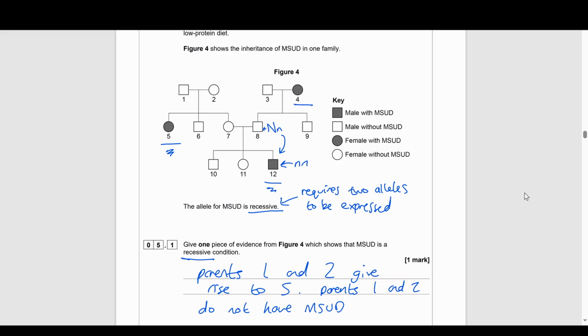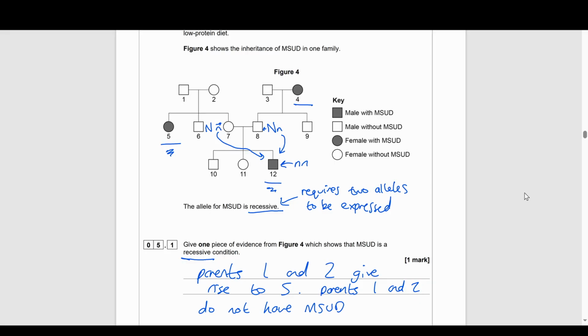Seven, again, is the same principle. They have one lowercase n, which can go to 12, but they must have one dominant allele because they're not displaying the condition. So both 7 and 8 actually have the same genotype, and when they have different alleles, we classify this as heterozygous. So 7 and 8 are heterozygous.